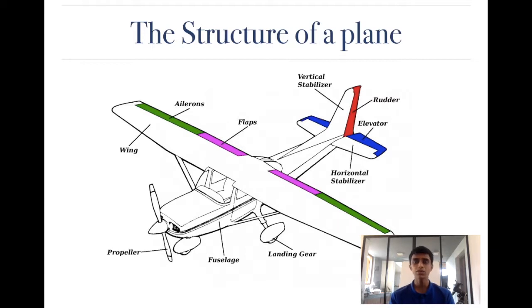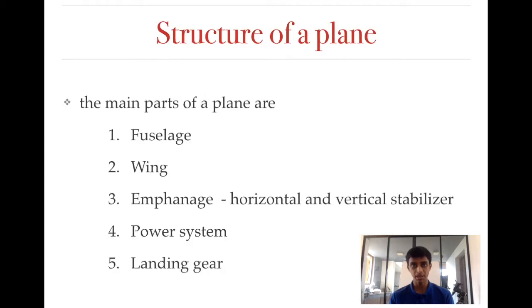So basically, the structure of a plane can be categorized into 5 separate components. Basically, the fuselage, the wing, the empennage. Now, the empennage is a collective term. We'll get to that in a minute. The power system and the landing gear. We'll be discussing these individually. First, let's talk about the fuselage.